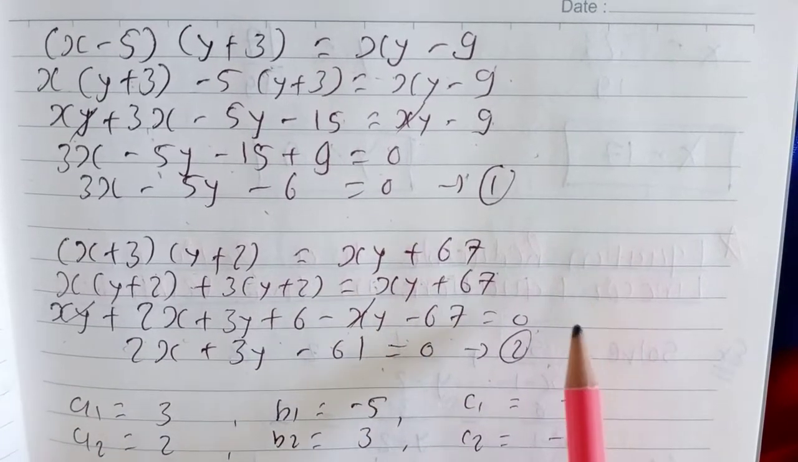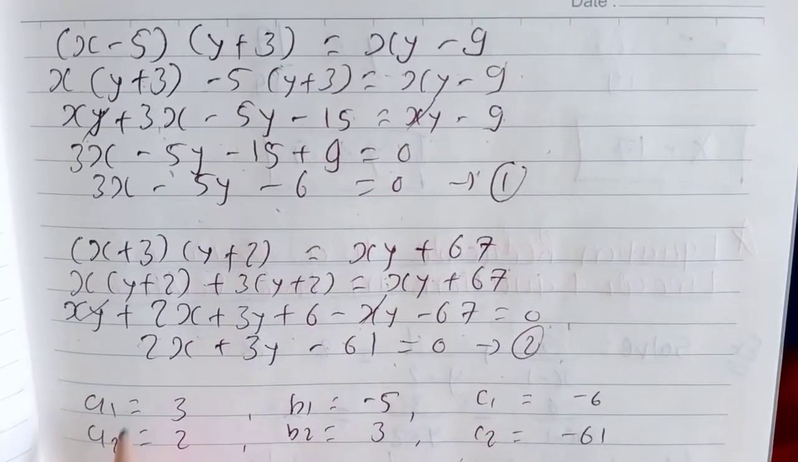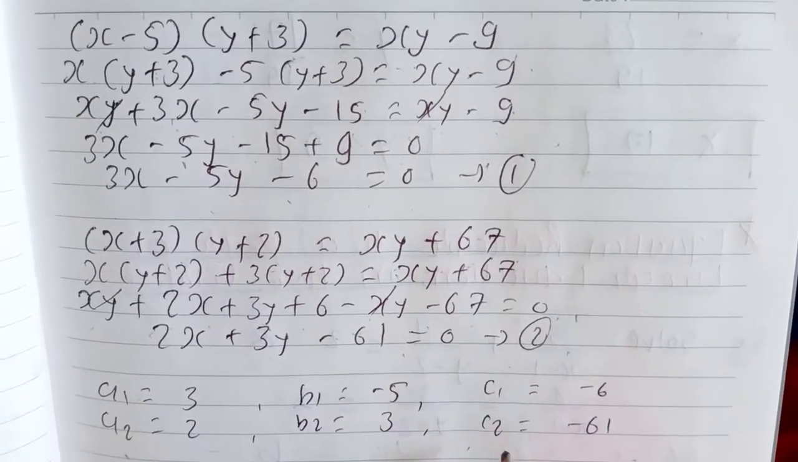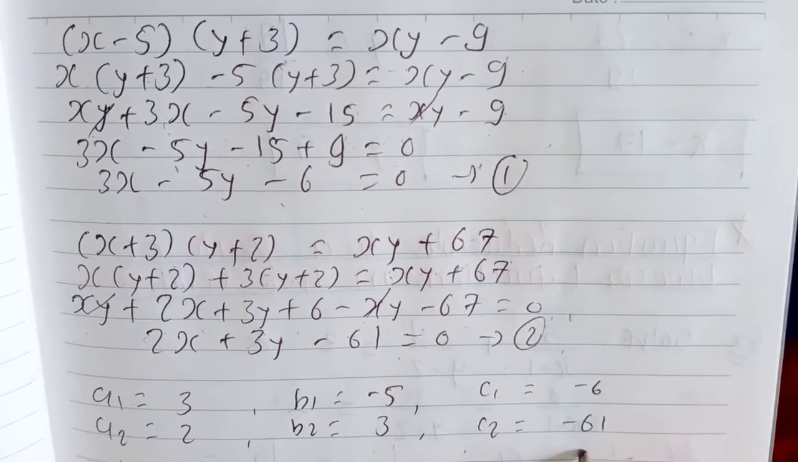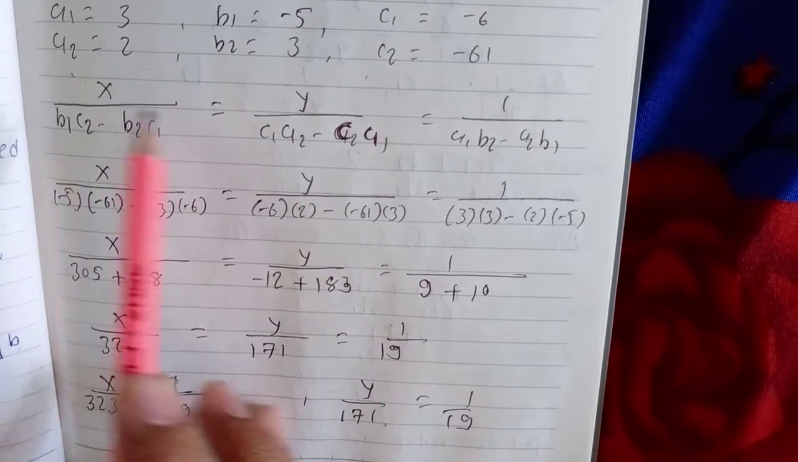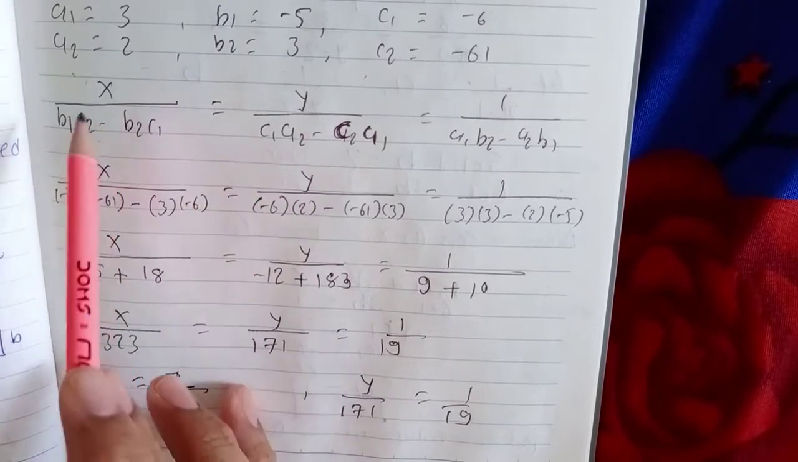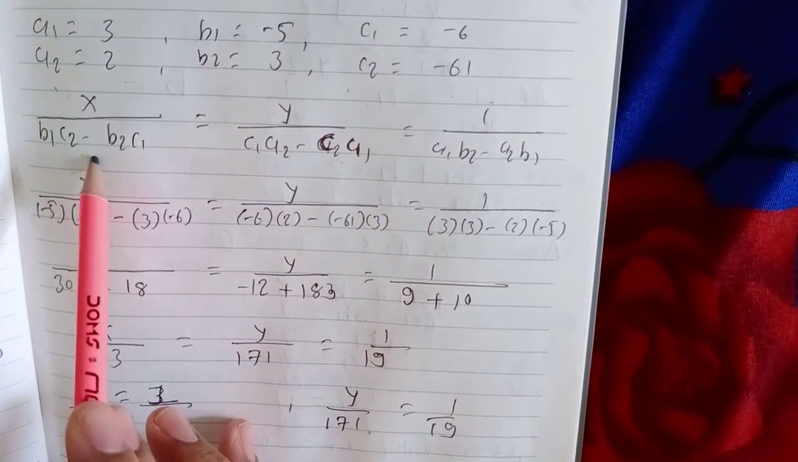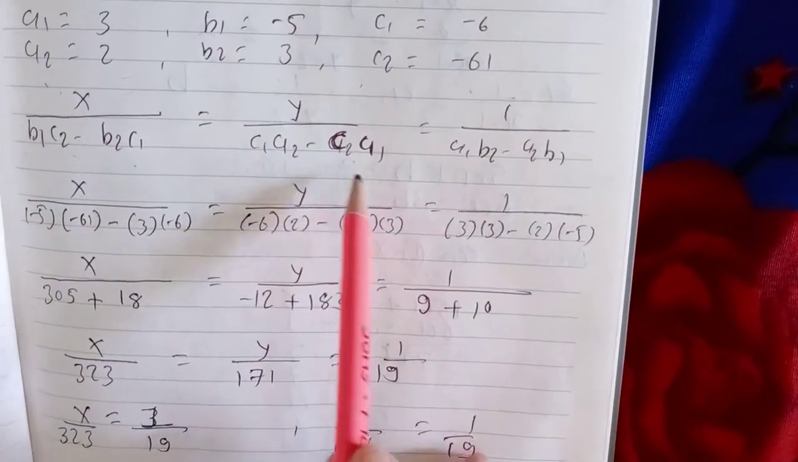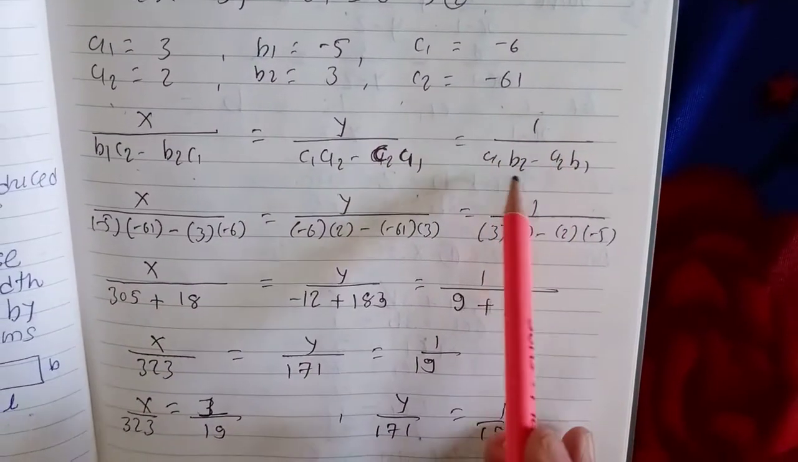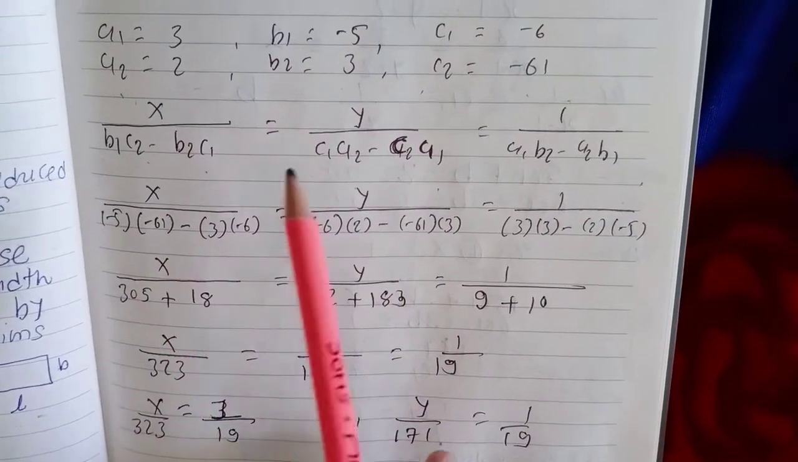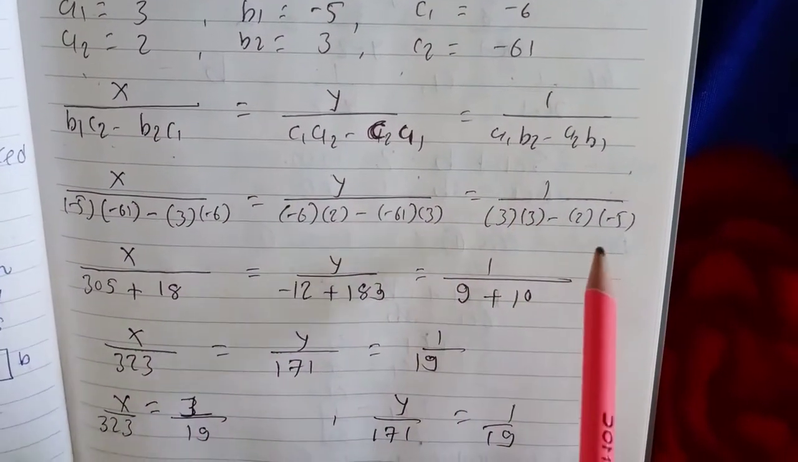Now let us compare with the general equation and we get a1, a2: 3, 2; b1, b2: minus 5, 3; c1, c2: minus 6, minus 61. So we can solve this by the cross multiplication method. x upon b1 c2 minus b2 c1 is equal to y upon c1 a2 minus c2 a1 is equal to 1 upon a1 b2 minus a2 b1.